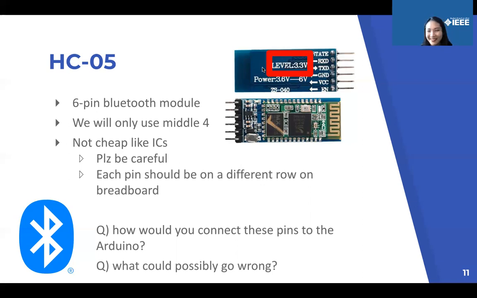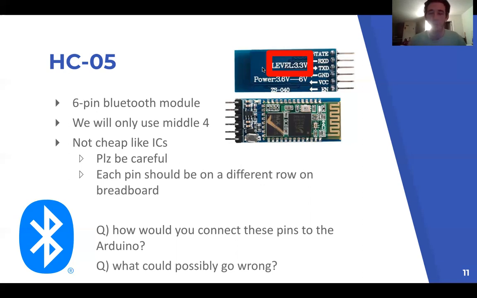Yes, Ryder, would you like to explain? So I think a lot of you were on the right track. When we connect to the Arduino pins, they have a max voltage of 5 volts, and we don't want that. As you can see on the HC-05, it says it requires 3.3 volts. So we have to find a way to make sure that 5 volts doesn't get through.